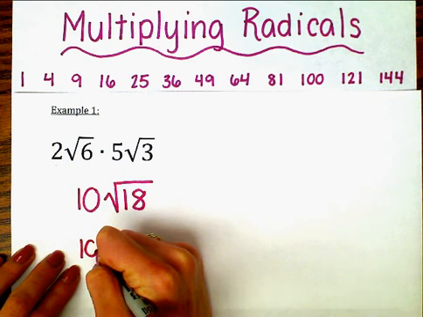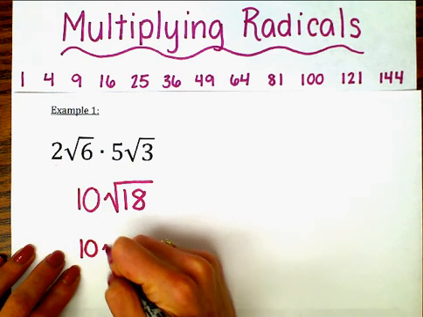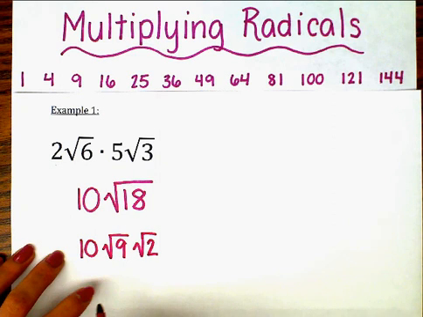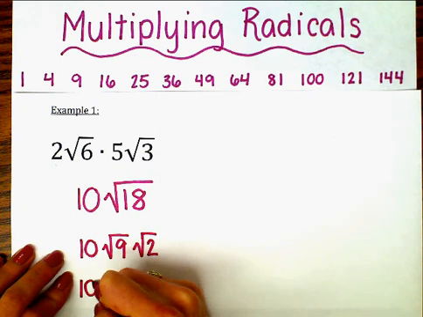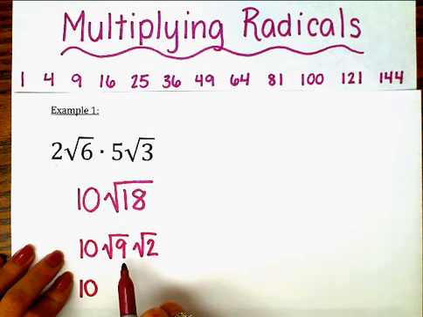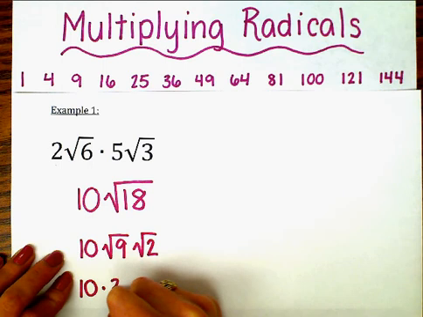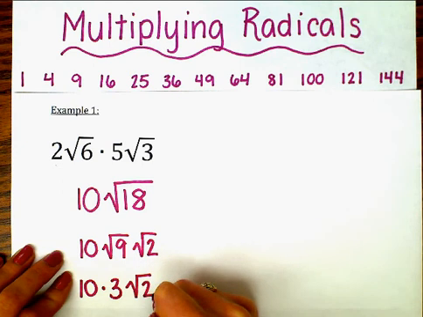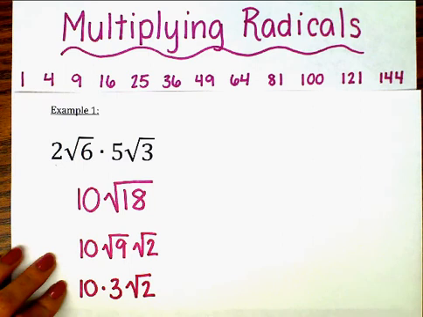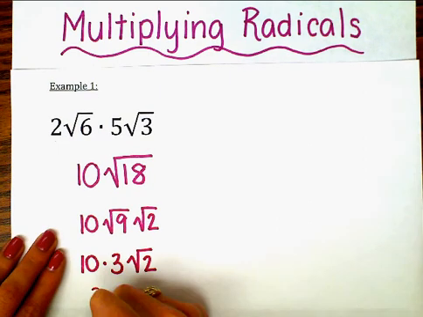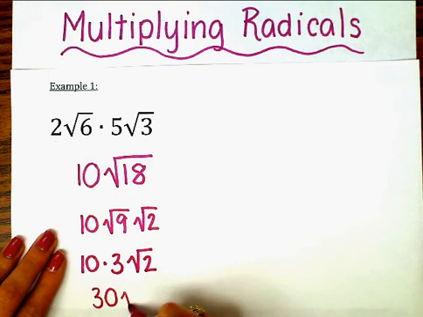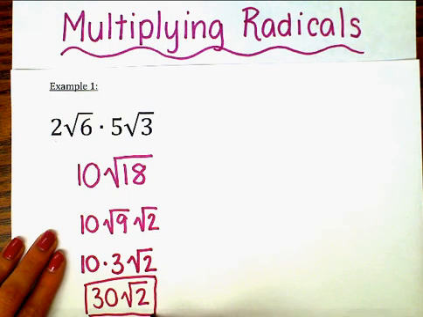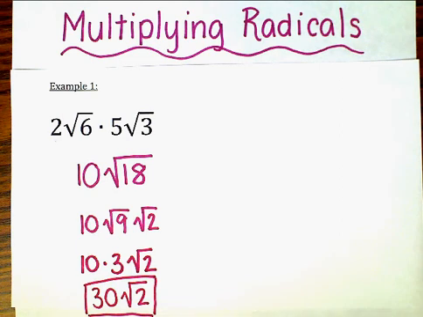We're going to keep our 10 out front, and we're going to simplify radical 18 by rewriting it as radical 9 times radical 2. Now, of course, we can simplify this more. We can bring down our 10. Now, what is radical 9? Radical 9 is just 3. So that's multiplied. Can't do anything with the radical 2. So we just leave that there, and now we can multiply our 10 times 3, which gives us 30. Keep the radical 2 there. And you're done with this example. Now is the time. Pause the video and complete the problems on your sheet.